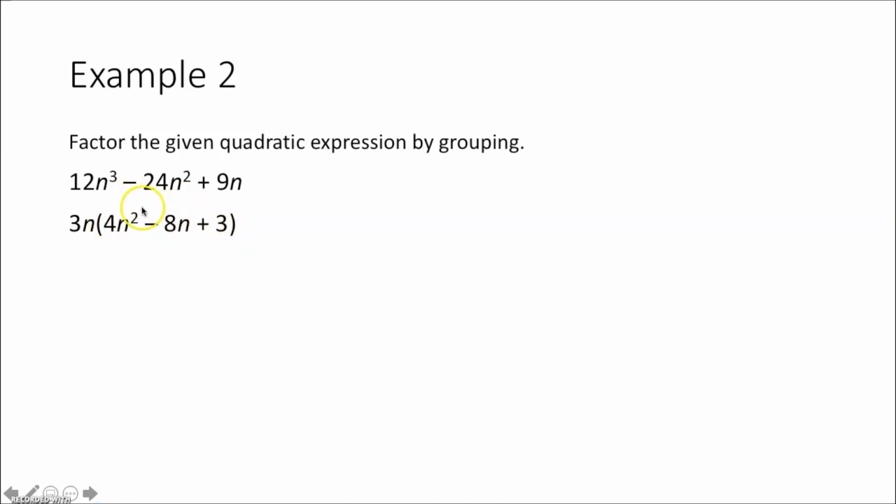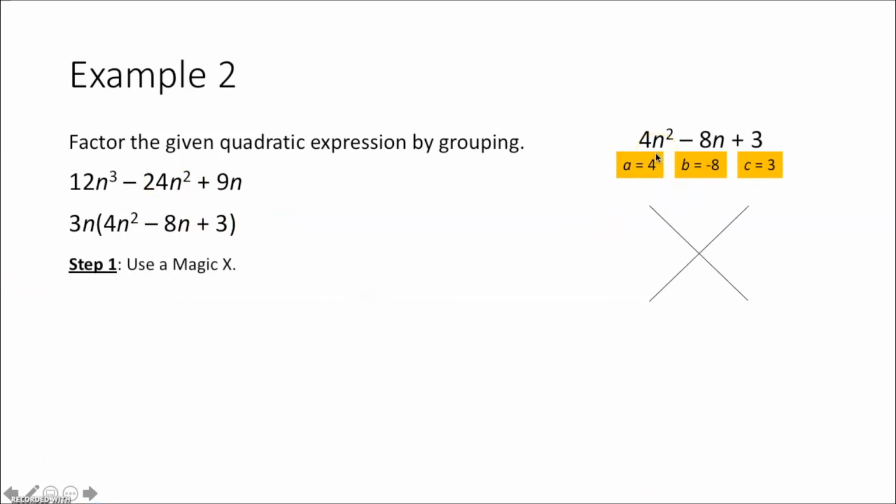factor that by grouping. So to factor by grouping, our first step is to create a magic X. We then determine what our A, our B, and our C values are. A times C is going to go on top. Our B value goes on the bottom. We then think about two numbers whose product is 12 and whose sum is negative 8. So two numbers that multiply together to make 12 and add together to make negative 8. That would be negative 6 and negative 2.